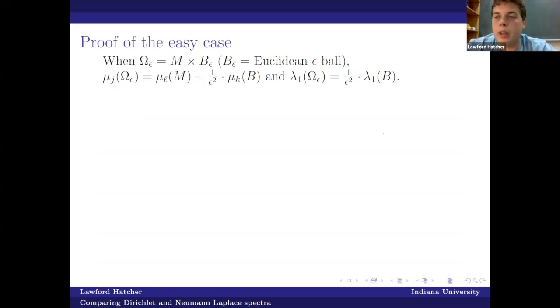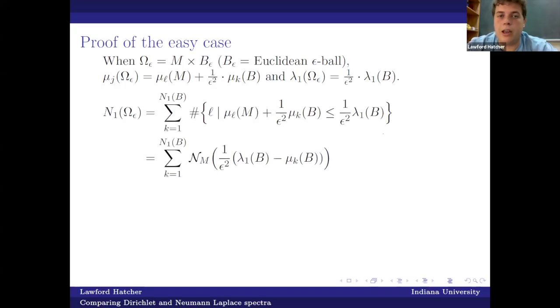So in the trivial case, omega epsilon is just the Cartesian product of M with a Euclidean epsilon ball. And in this case, you can do separation of variables. So you can say that the Neumann eigenvalues of this omega epsilon are exactly sums of eigenvalues of M with 1 over epsilon squared times eigenvalues of a unit Euclidean ball. And since M is a closed manifold, lambda 1 of omega epsilon is just 1 over epsilon squared times lambda 1 of a unit ball. And then we're just going to put these together and count what we can count.